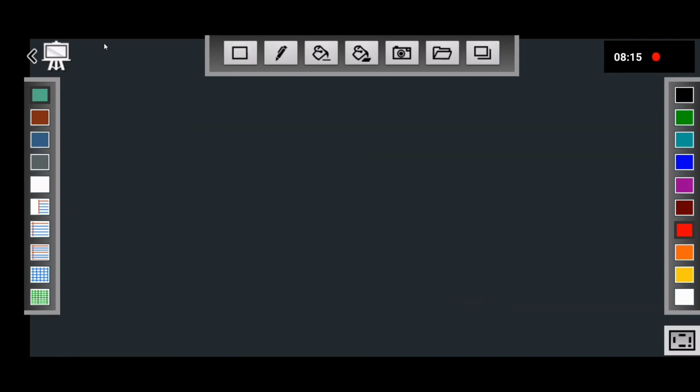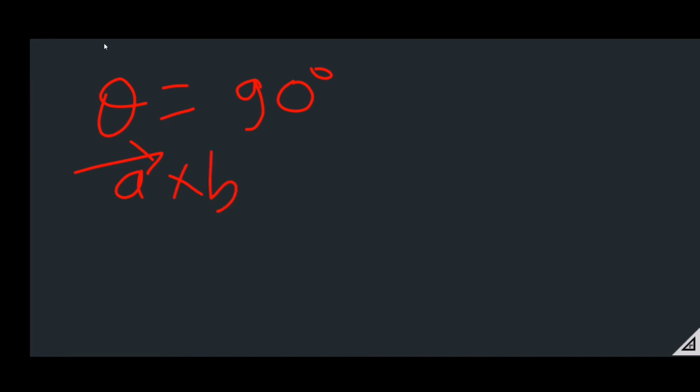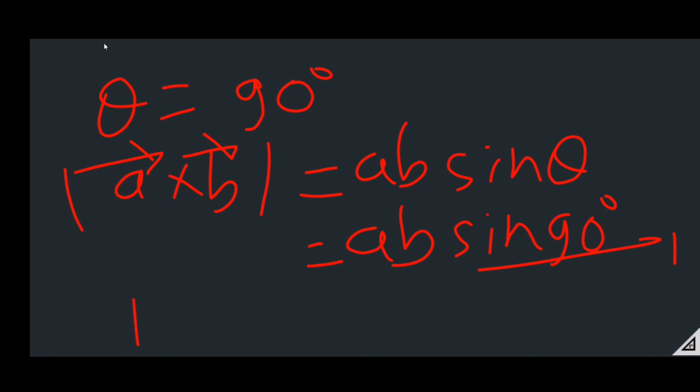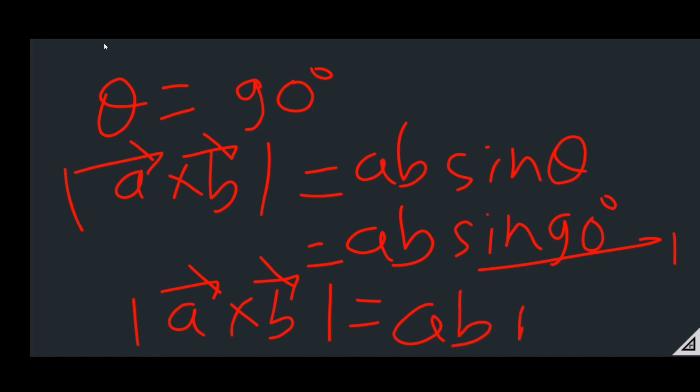Now let's see another case, for the maximum value, when theta equals, suppose, 90 degree. In this case the magnitude of a vector cross b vector equals ab sine theta, which is ab sine 90 degree, and sine 90 degree equals 1. That is the reason modulus of a vector into b vector equals exactly ab. So ab is the maximum value of the magnitude of the cross product.